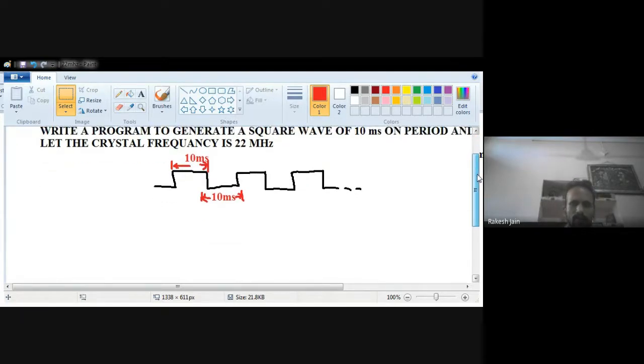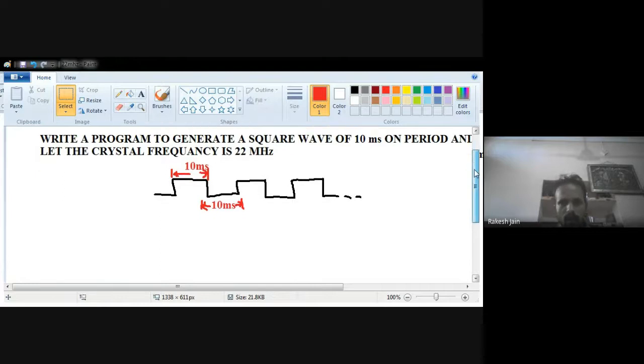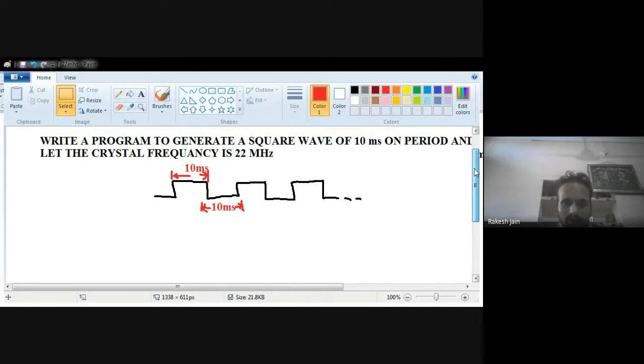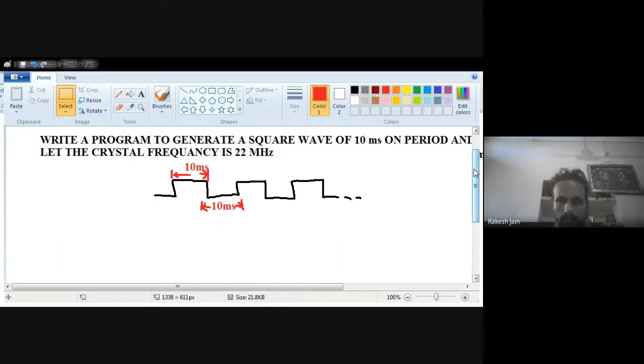First of all, we should know there are certain steps to calculate the particular delay time in case of microcontroller. Before we start the programming, first we have to calculate that hex value, which we upload into the timer register. Once the timer register starts, it will count up to that particular value. Here 10 millisecond on period is given and 10 millisecond off period is given. So the delay is 10 millisecond, the same for on period and for off period.